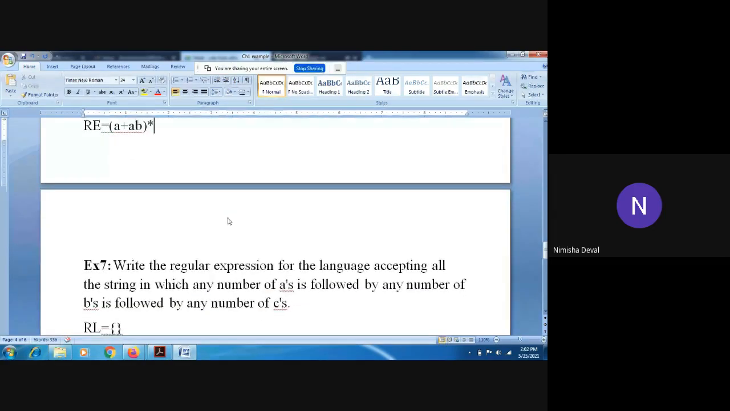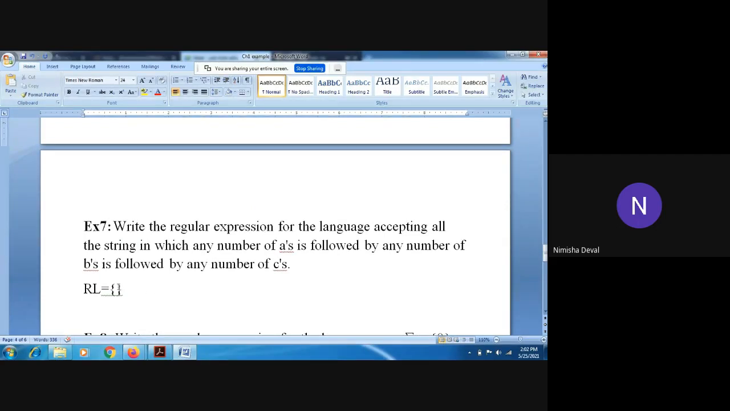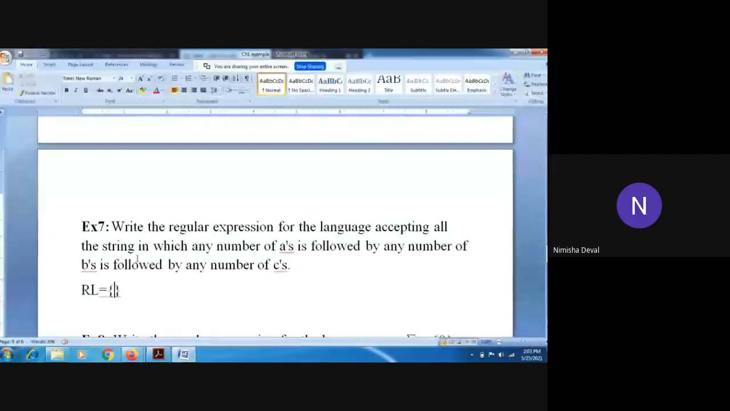Okay. So now I will give you a simple statement. In that statement, you have to design the regular expression. I will mention different strings, and you have to design the regular expression with the help of the given statement and give me the answer. Just see. Write a regular expression for the language accepting all the strings in which any number of A's followed by any number of B's followed by any number of C's. Here null will be there.